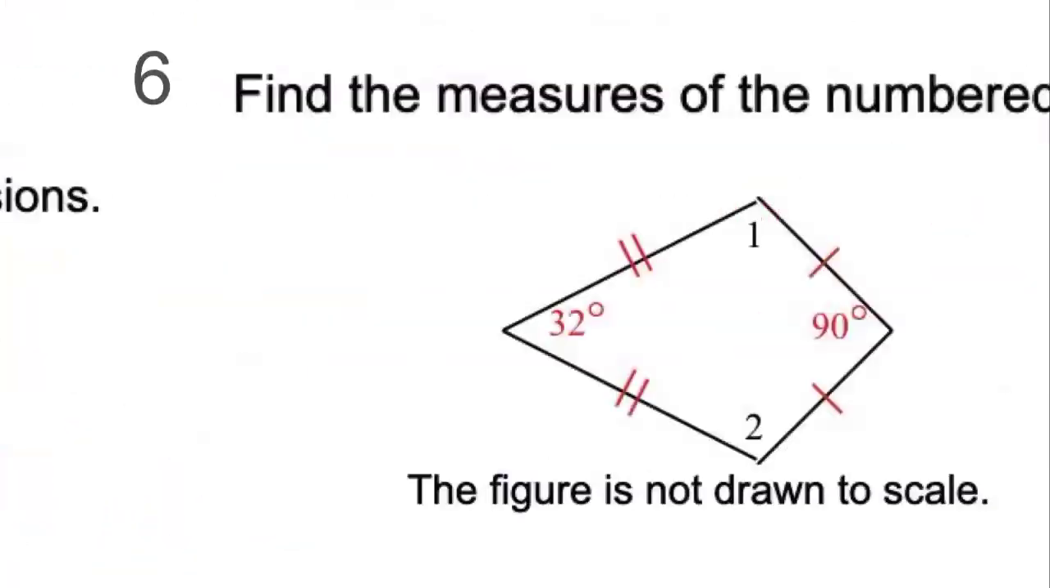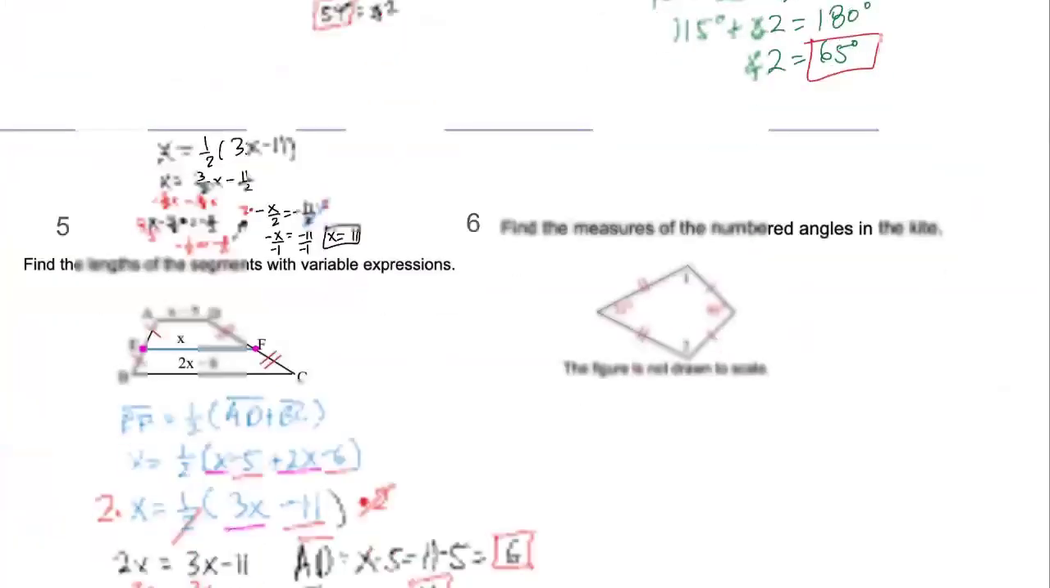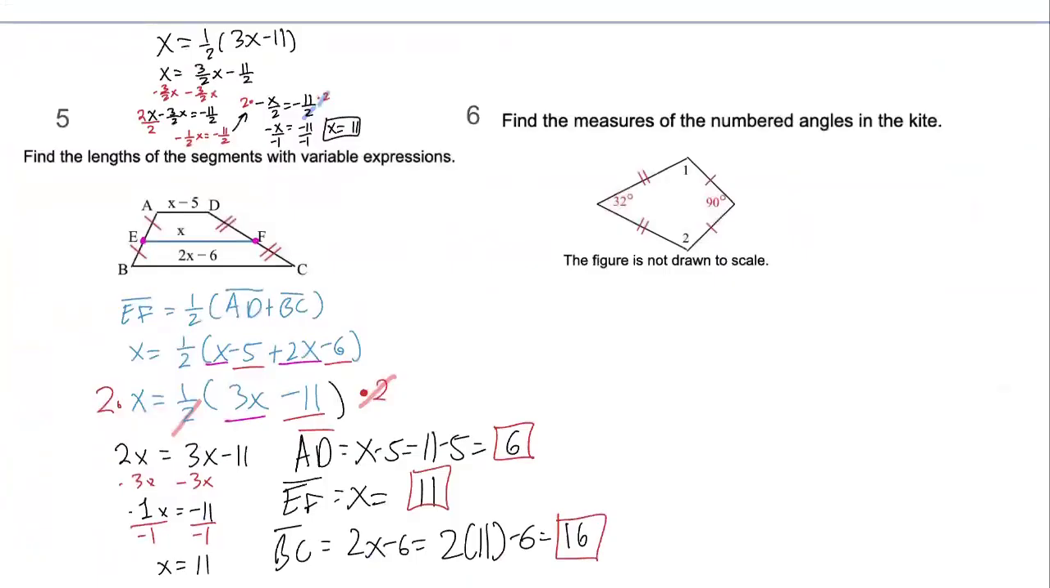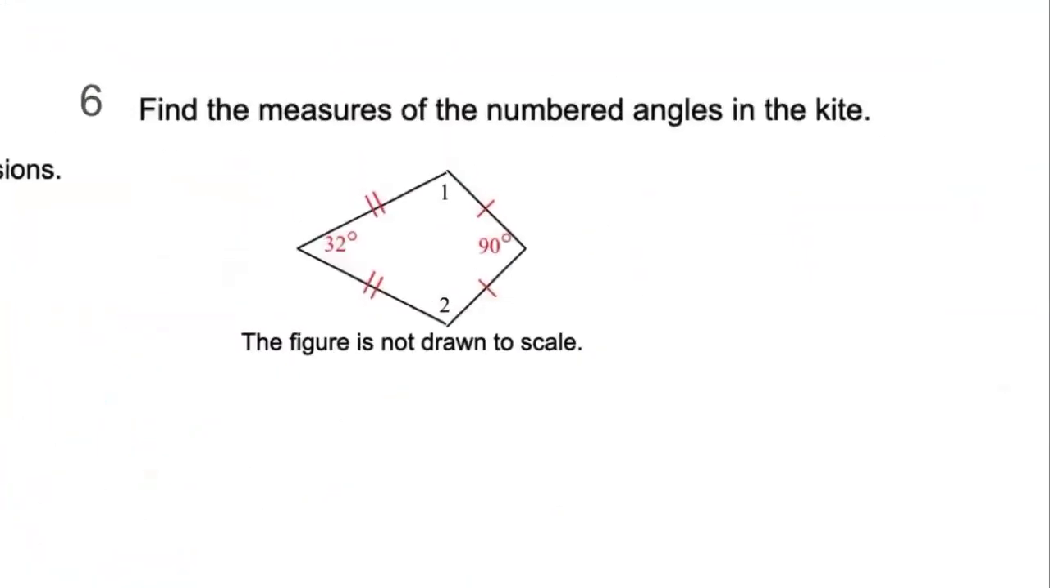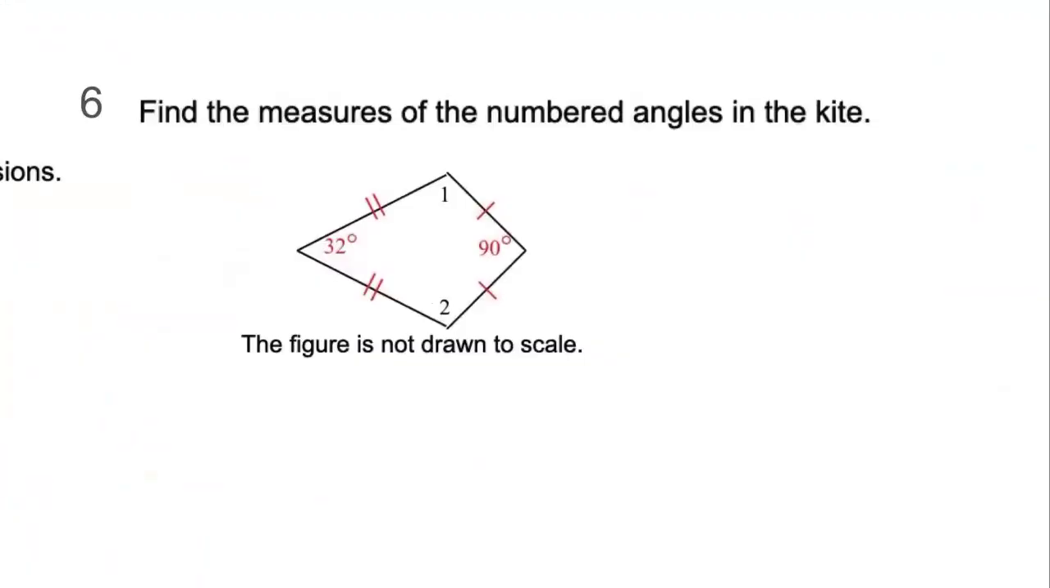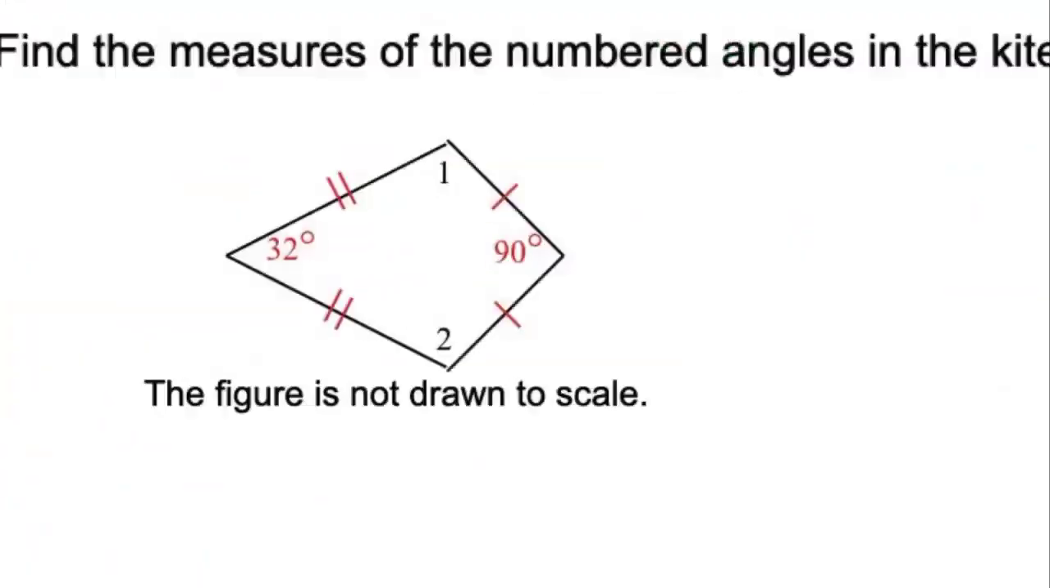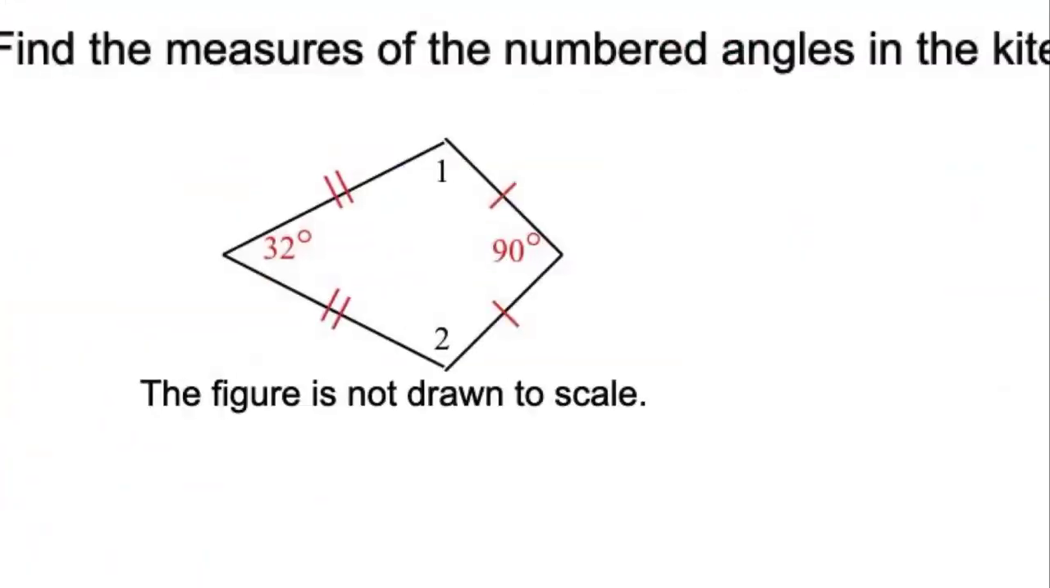All right, last problem. Did everyone get it right? Did everyone get number 5? All right, number 6 is our last problem. Number 6 is the hardest problem on here. Find the measures of the numbered angles in the kite. What's the relationship between angle 1 and angle 2?